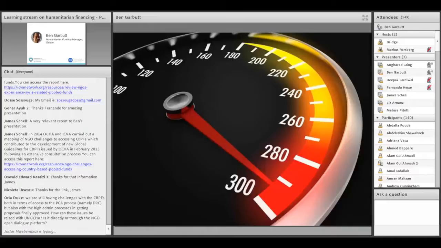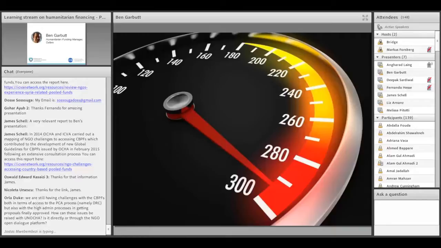I'm going to rush on a little bit because I'm taking up too much time talking of speed. So some of the challenges that NGOs have faced in speed are mainly in two places: how quickly applications are processed and how quickly funds are disbursed. That's not to say there aren't speed issues elsewhere in terms of how quickly a call for proposals might be put out, for example. It's just that those are the main two areas.